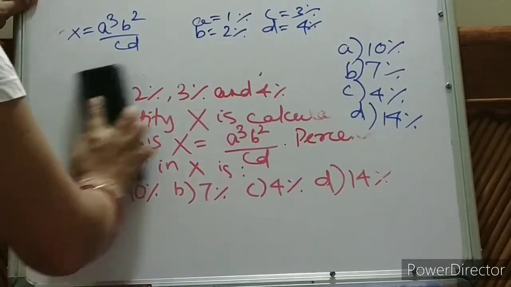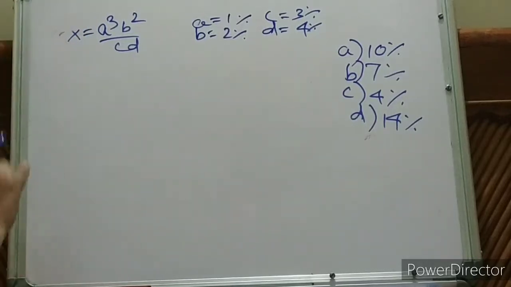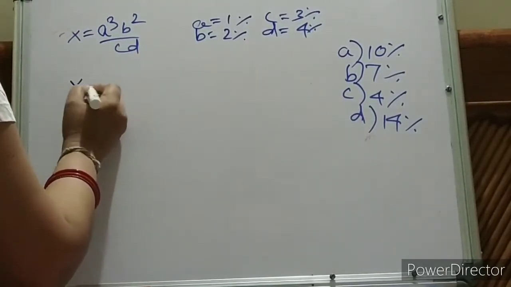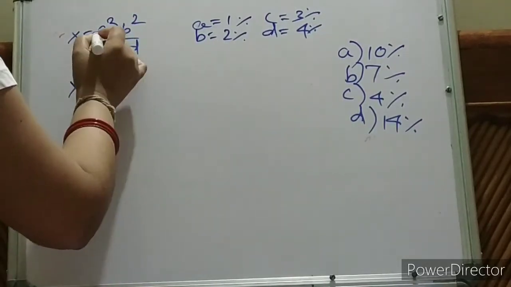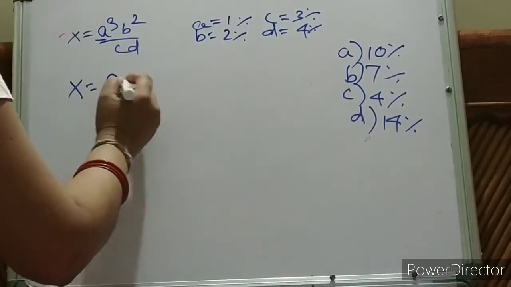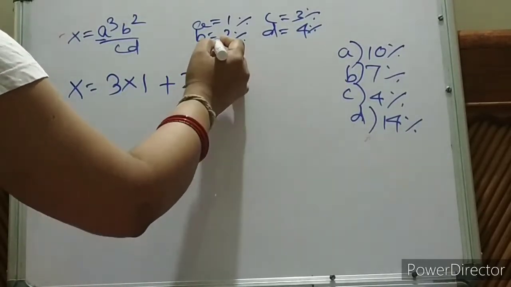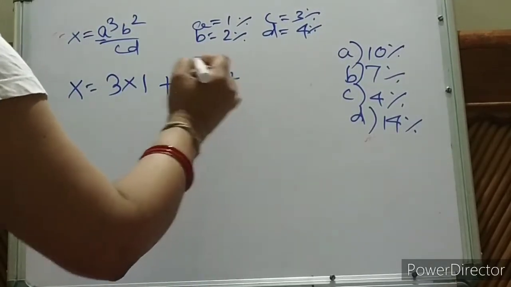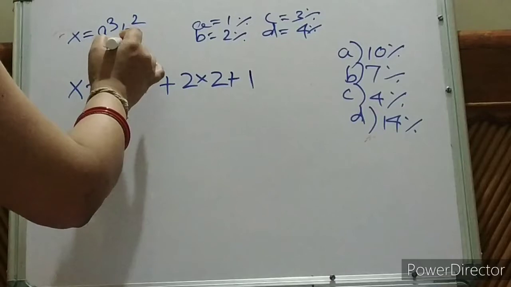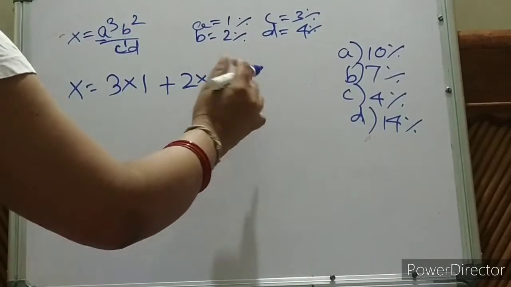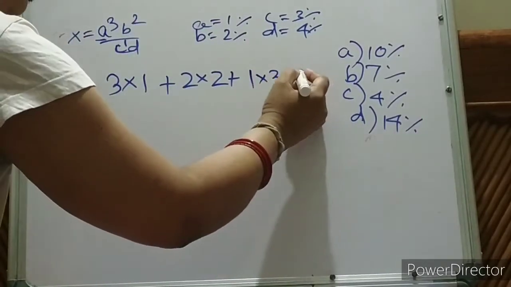Very easy. What we have to do? The percentage error in X. So simply what we'll do? Power multiplied by percentage error in A, that is 3 into 1. Okay. Then again power multiplied by percentage error in B, plus power. C is having nothing, no power, that means C to the power 1. So 1 into the percentage error, 3. Then again D, 1 into 4.